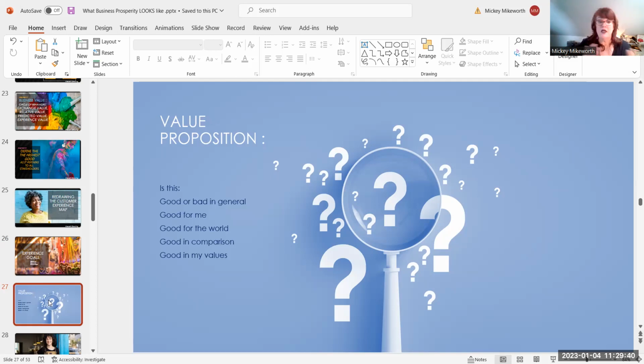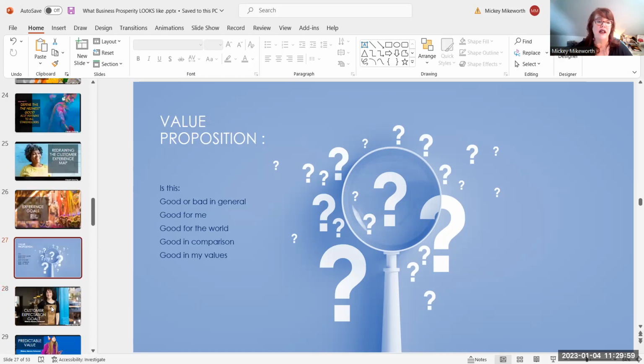Is it good in comparison to how other people are doing it? Is it in my values? Is it in our company's values? Is to just kind of lean back and look at your red dot, right? That magnifying point, and saying, how are we magnifying out from this? And really taking notes on what that looks like.